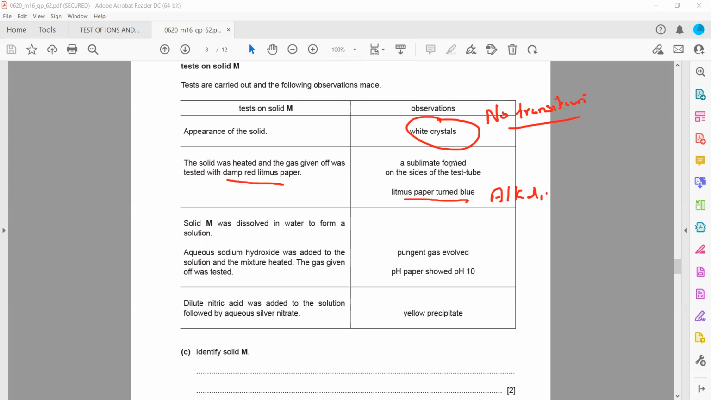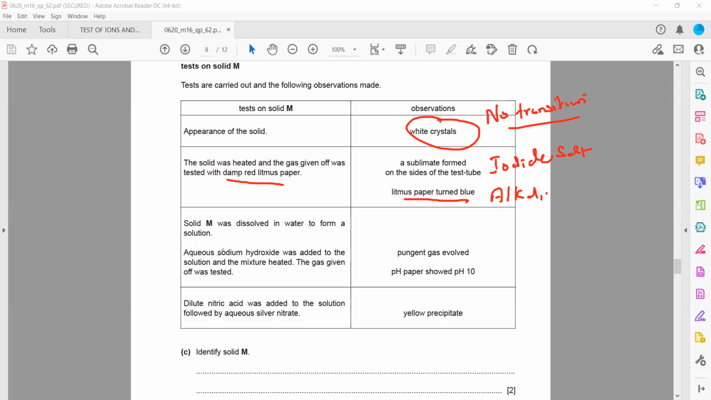And most of the iodide salts sublimate, like convert directly from solid to gas. So when it sublimates, it just gives a rough idea that maybe it is an iodide salt, because most of the iodide salts sublimate.